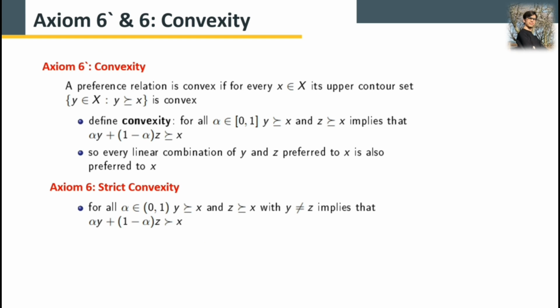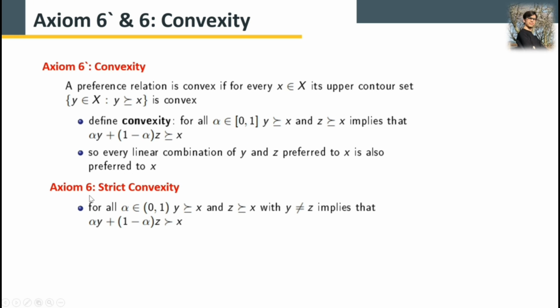When y is at least as good as x and z is at least as good as x, then any point between y and z is also at least as good as x. To sum up, every linear combination of y and z preferred to x is also preferred to x. Any combination of y and z, or any point between y and z, is also preferred to x.